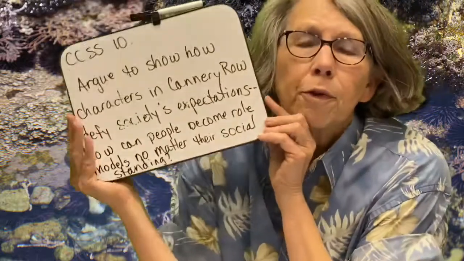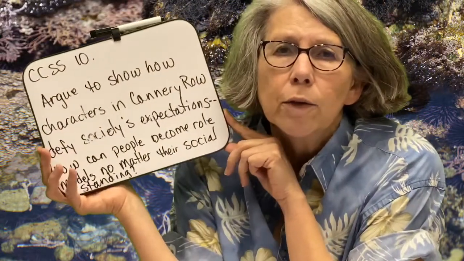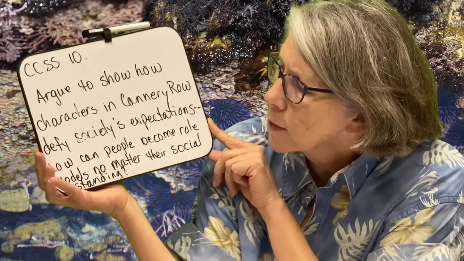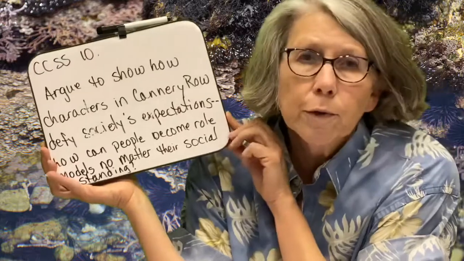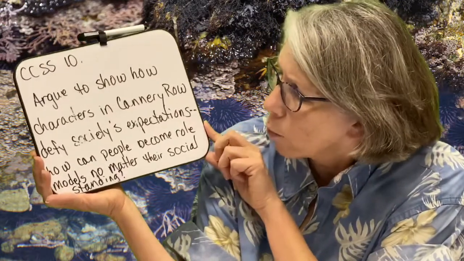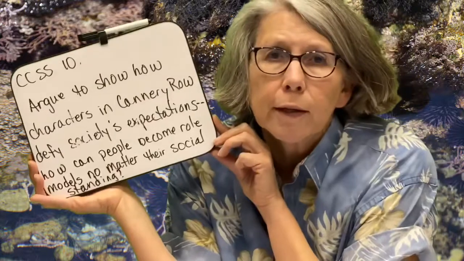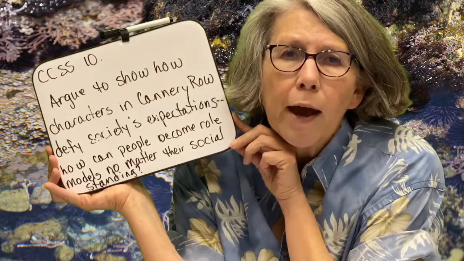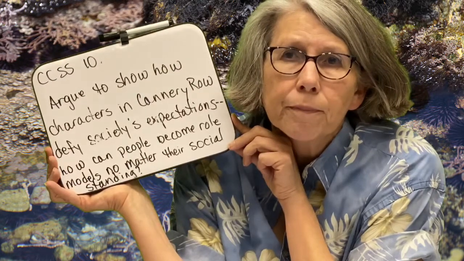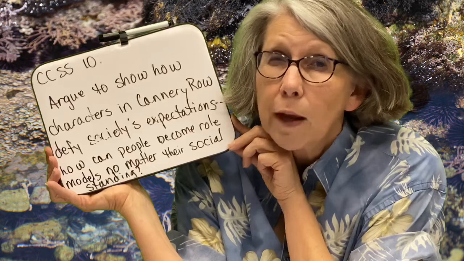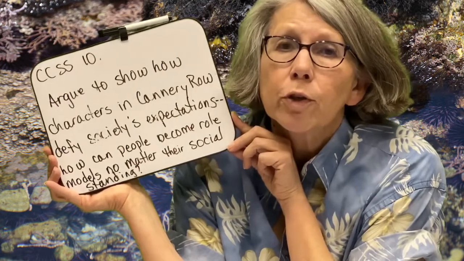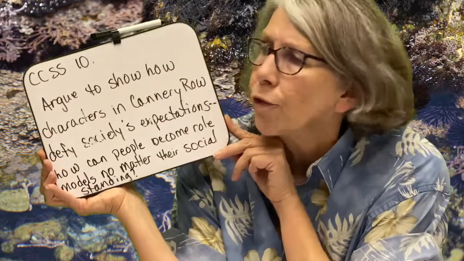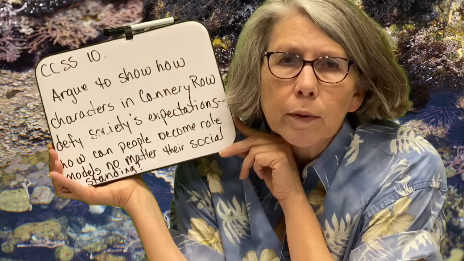All right, this one's for 10th grade, 11th grade, or AP Lang. You can handle this one if you want. Argue to show how characters in Cannery Row defy society's expectations. So here's the prompt. How can people become role models no matter their social standing? So how can a person who is on the bottom of society be a person that we hold up in high esteem? So, get that? So how do they treat each other? You can also use your own experiences, but definitely focus on characters from Cannery Row.